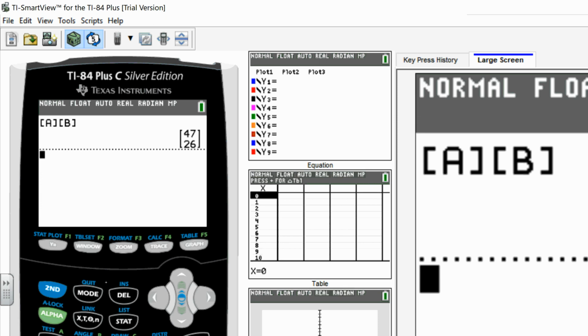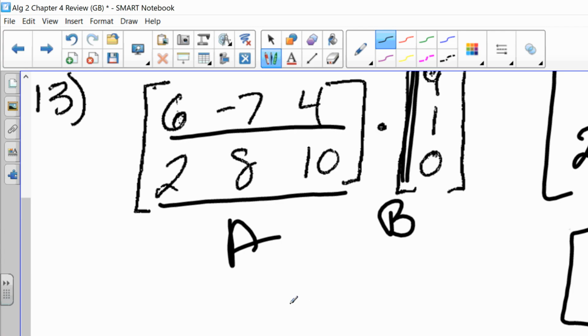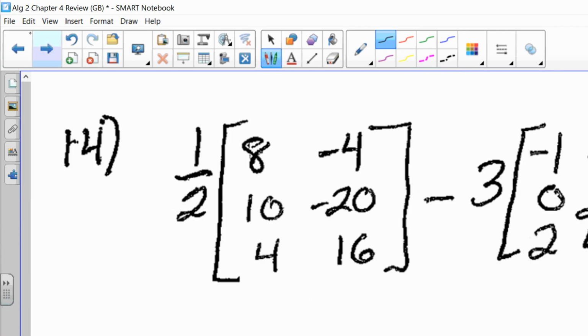Any questions on this here? 14, so we're adding and subtracting, yes? Now this is a 3 by 2 and a 3 by 2. If we were doing this by hand, we would first apply the scalars and then add or subtract the two together.